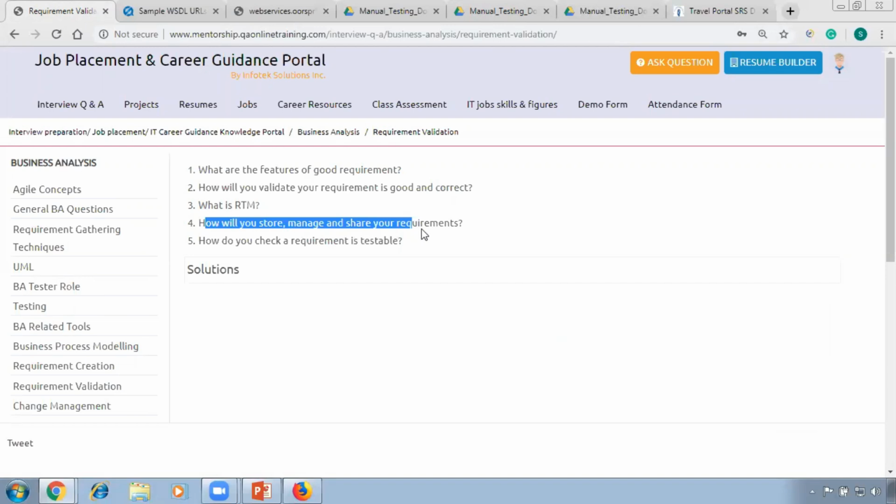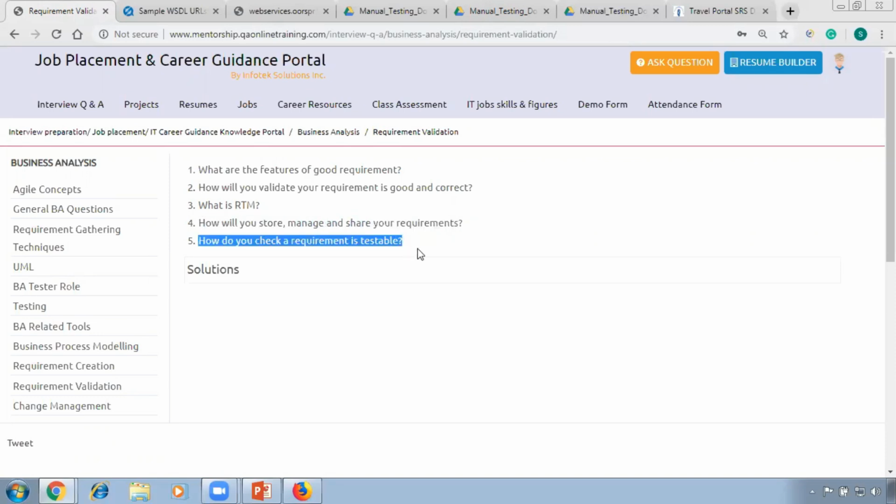How will you store, manage, and share your requirements? You have to share your requirements in different formats, depending on what kind of requirement it is. First of all, every requirement is to be collected from different sources, and you have to cover each and every point. Then you divide your requirements into different forms, like business requirements, functional requirements, and software requirements. Then you create separate documents that you can store and share with your team members. You can also create various diagrams, like UML diagrams, which can easily explain what's going on.